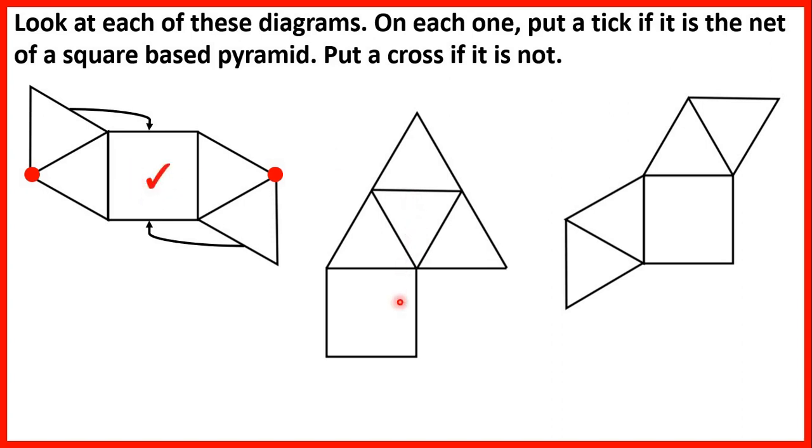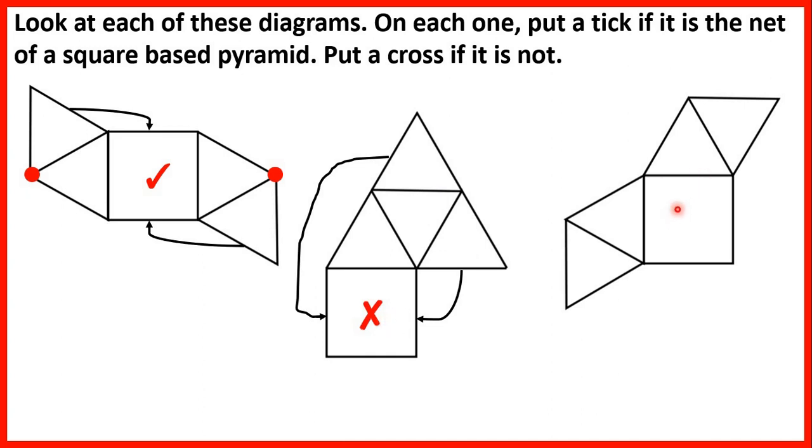Now let's look at this diagram here. This square is our base, and this face can fold up. This face here can fold around to meet this edge, and then remember, if this face is folding up, then this face here could fold around and meet this edge. But we can't have any face meeting this edge here. There's no way to get this face over here, so this is not the net of a square-based pyramid.